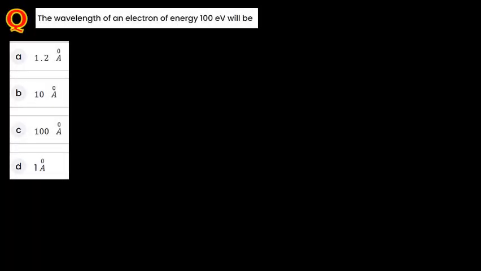This is a little important and concept oriented. Concept oriented, you just concentrate here. They are asking about the wavelength of an electron with an energy of 100 electron volt. That means if the electrons are accelerated with the energy of 100 electron volt, then what will that wavelength be? So they are asking about the wavelength.